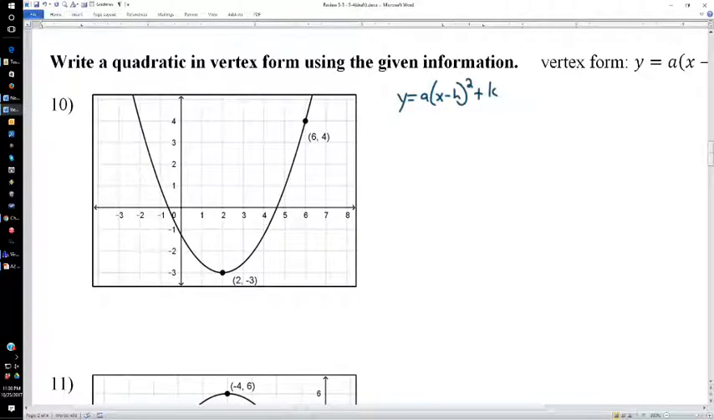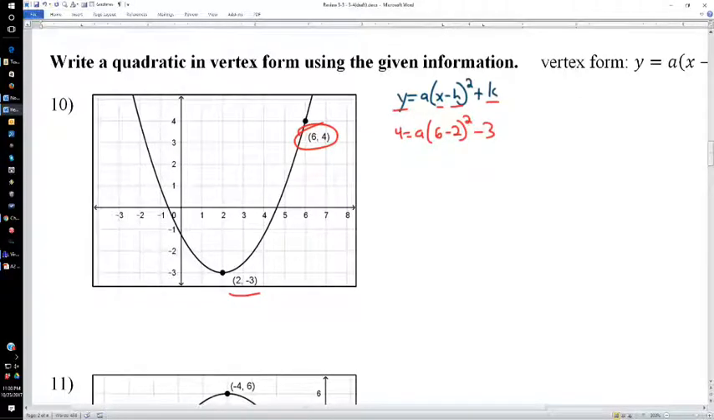So what we're going to do with this is plug in everything we've got except a. We'll plug in our vertex for h, k, and we'll plug in our random point that they give us, that 6, 4, for x and y. So here we go. That's our random point. So y is 4 equals a times (6 minus 2) squared, because our vertex is 2, negative 3. So that's minus 2, because we have to flip that.